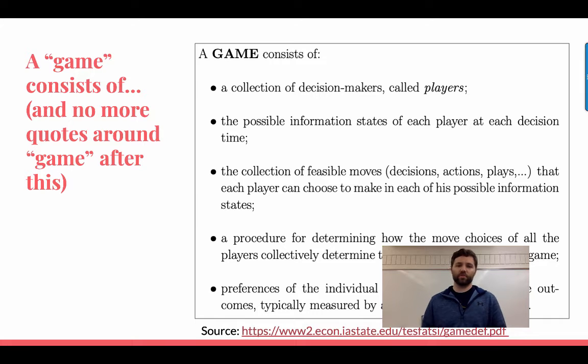And then a procedure for determining how the move choices of all the players collectively determine the possible outcomes of the game. So then we analyze all the possible outcomes given those first three components. And then the preferences of individual players over these possible outcomes, typically measured in utility or payoff. So basically, of all of these outcomes, what does each player want to happen? What is the best outcome for them? Okay.